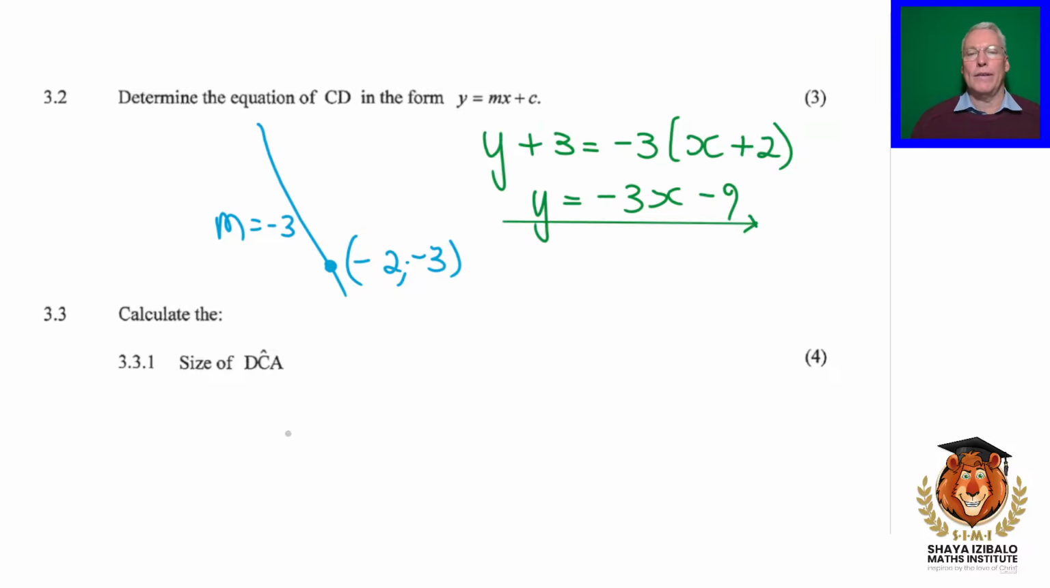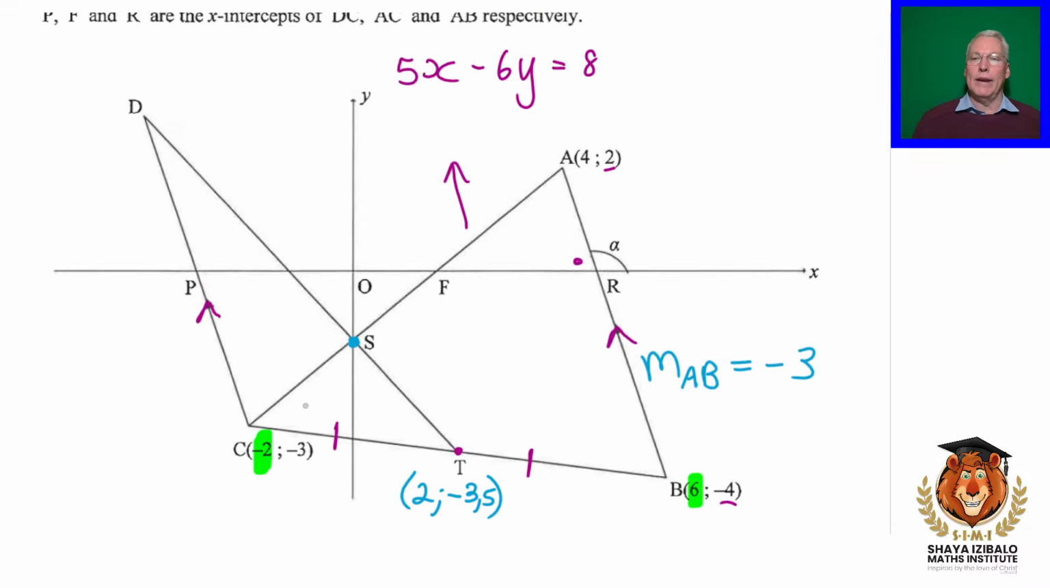Next question asks us to find the size of DCA. All right, now DCA is this angle over here. We're trying to find the size of this angle, and this looks a little messy. I think there are two ways we can do this. What we can do, and I'm not going to actually close it out because I don't think it's the best way, is put in a horizontal line here. Because we've got a horizontal line, and we know the gradient of this line, we could work out, using our tan of the angle, the size of this angle over here, what I'm calling angle alpha.